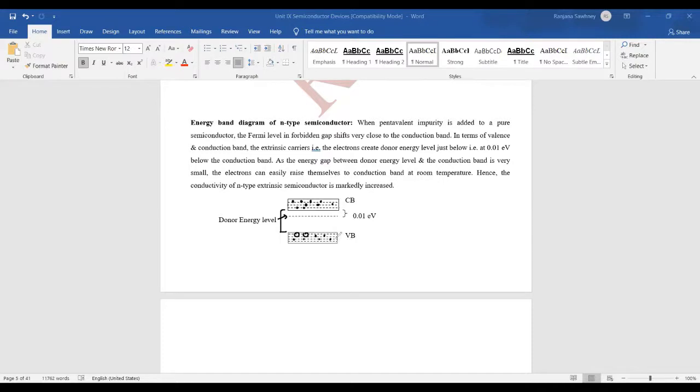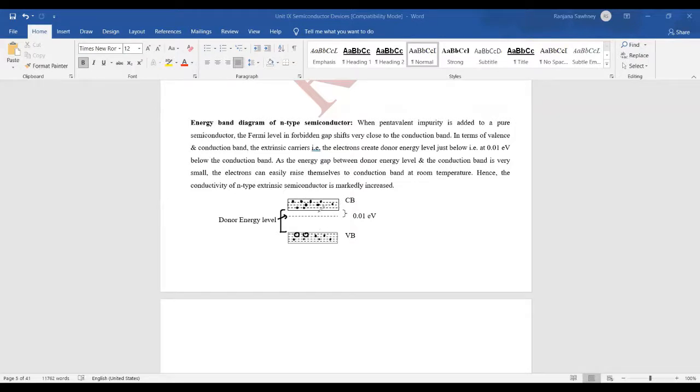Okay, this is the valence band. Above the valence band, there is the conduction band. Now here the majority charge carriers are electrons. So all these majority charge carriers, electrons, form a donor energy level just below the conduction band. How much? 0.01 electron volt below the conduction band. So from here the electrons can easily jump into the conduction band.